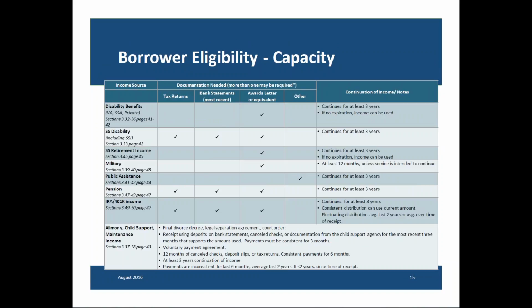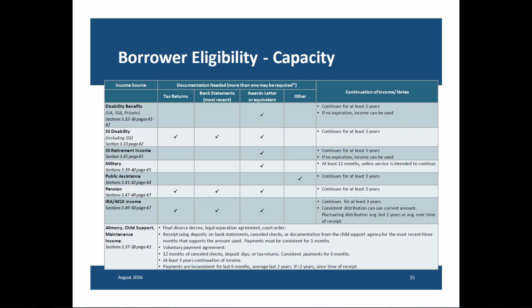Capacity continued. Okay, there are other income sources that are more likely to come up. So let's take a look at some of these other things and the documentation that we need. Let's first off look at disability benefits, Social Security retirement, and military pensions. For those three, we just need the awards letter. And we need to see that it continues for at least 3 years.